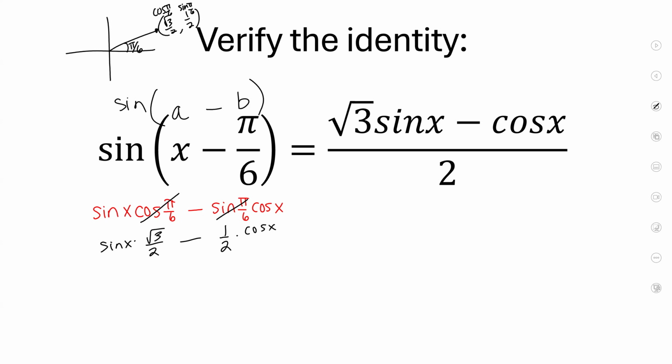Do you guys notice that the denominators are both 2? I can put the square root of 3 and sine x in the numerator, and the 1 and cosine x in the numerator. My denominators are the same, so I'm going to combine these fractions. If I combine the fraction, I'll have 2 in the denominator. I have this, sine x square root of 3, minus this, cosine x. And that's what I have here.